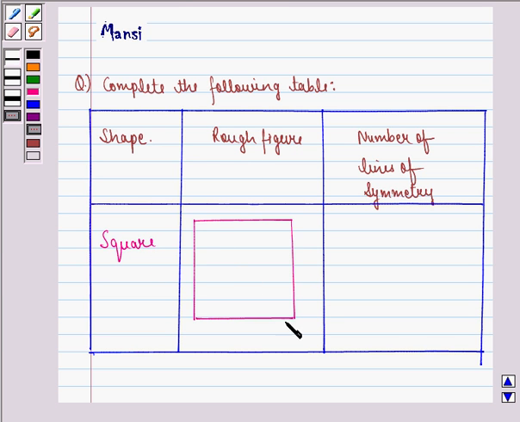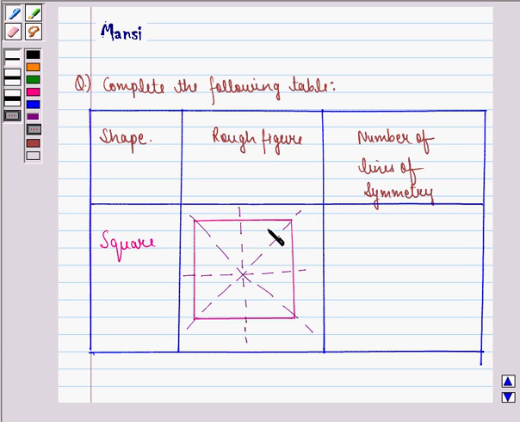So we see that this is a rough figure of a square. Now we have to find the lines of symmetry. Now we see that the first line of symmetry would be like this. That is the vertical line of symmetry. Another line of symmetry would be the horizontal line of symmetry. Third would be diagonally. And fourth would be the other diagonal.